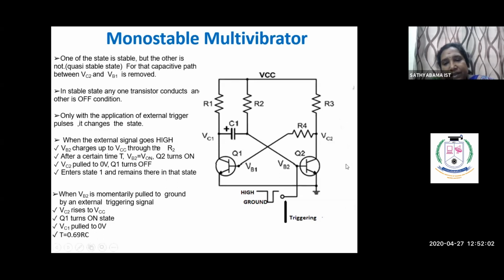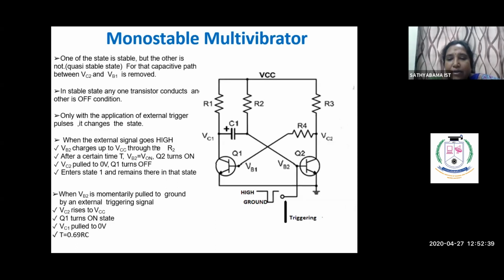Got it? Initially, when we give VCC, we always assume the Q1 transistor is on and the Q2 transistor is off. In the monostable multivibrator, with the help of the input triggering, if it is high, the next state has Q1 transistor switched on and VC2 low, and it makes the Q1 transistor go to the off condition. This is state 1.